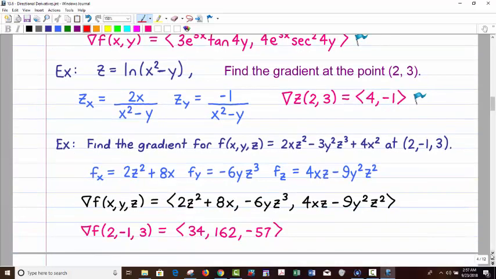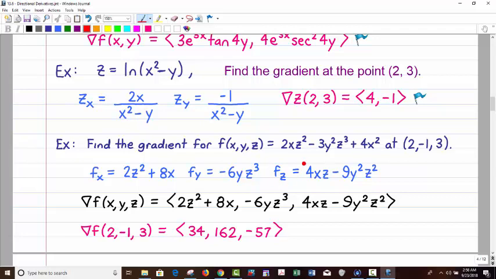Now here's the gradient for a function of x, y, and z at the point (2, negative 1, 3). So let's take each partial. The x partial: the x would go away in the first term, so it leaves 2z squared. The middle term has no x, so it would be 0. The last one is 4x squared, so it's just going to be 8x. So it would be 2z squared plus 8x. The next one, with respect to y: the first term and the third term do not have a y, only the middle. So the derivative of negative 3y squared is basically negative 6y with the z cubed attached. So it's negative 6y z cubed.